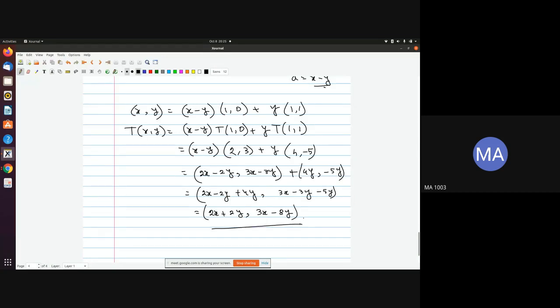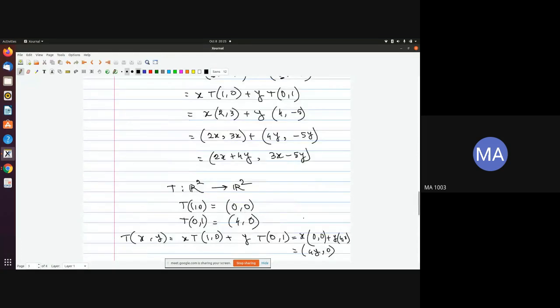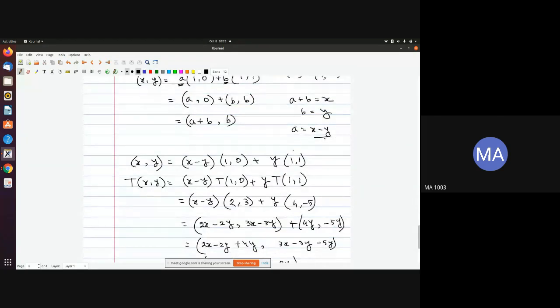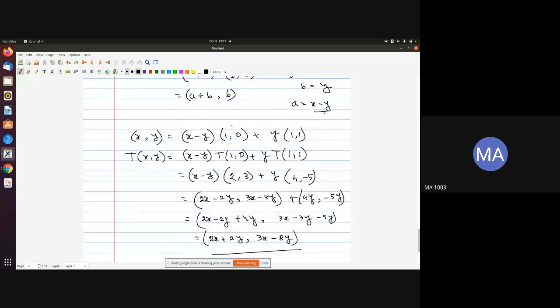This is the linear transformation I am getting, which is different from the earlier one, right? Earlier one was like this. So now it is different, as you can see, because the representation is different. The representation with respect to this basis, this combination, is different. So obviously the map will change.